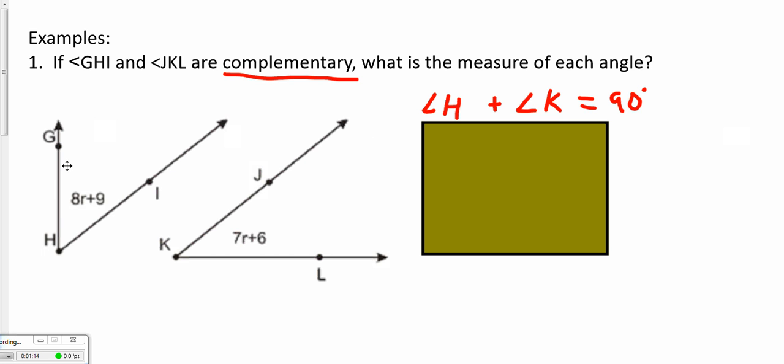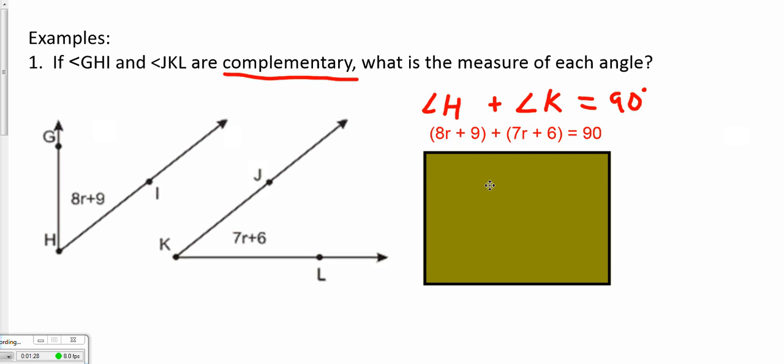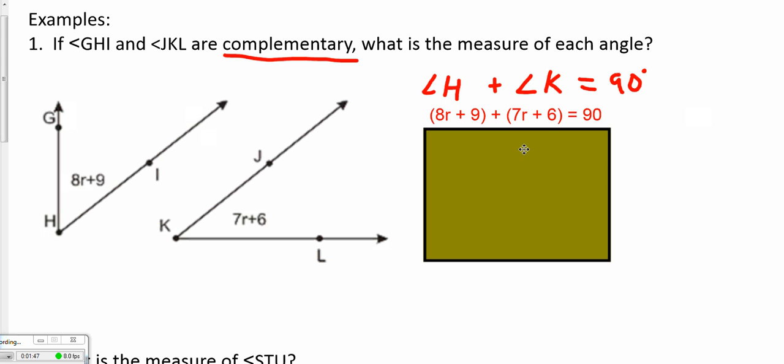This angle H, instead of calling it angle H, we can now call it 8r plus 9 because this is its given angle measurement. Now it doesn't tell us an exact number of degrees. We have to solve for that number of degrees. But we can say it's 8r plus 9 plus this one. We don't know its exact number of degrees, but we know it's 7r plus 6. So 8r plus 9 plus 7r plus 6 must equal 90. Why? Again, because they are complementary. So we need to solve from there then.